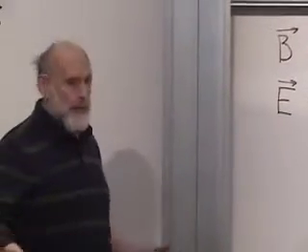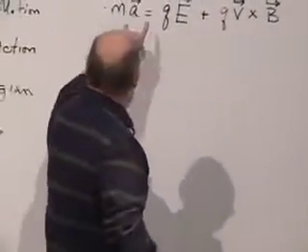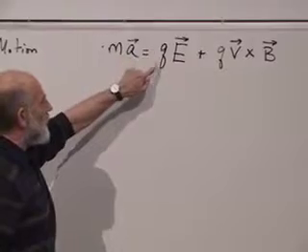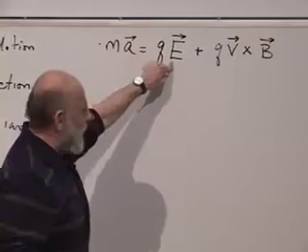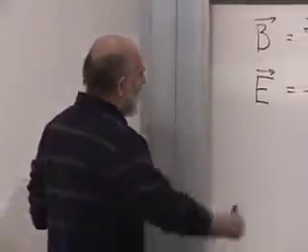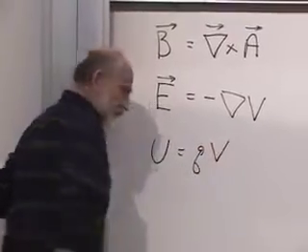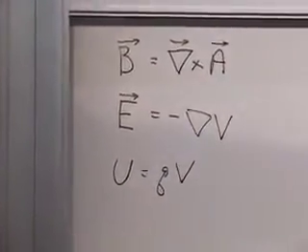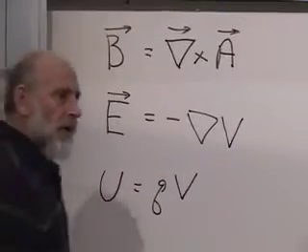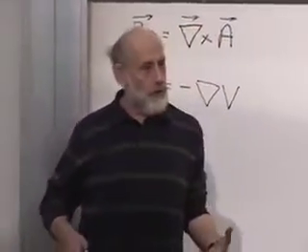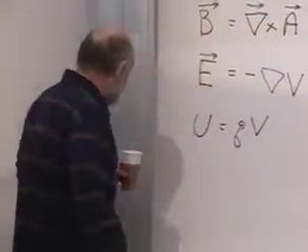V is essentially the potential energy, but not quite. What's it missing? Well, we have mass times acceleration is equal to charge times E. So E is not quite force. Charge times E is force. And therefore, potential energy is charge times V. That's all. What does V stand for? Volts. It's measured in volts. And a volt is an energy per unit charge. That's all a volt is.